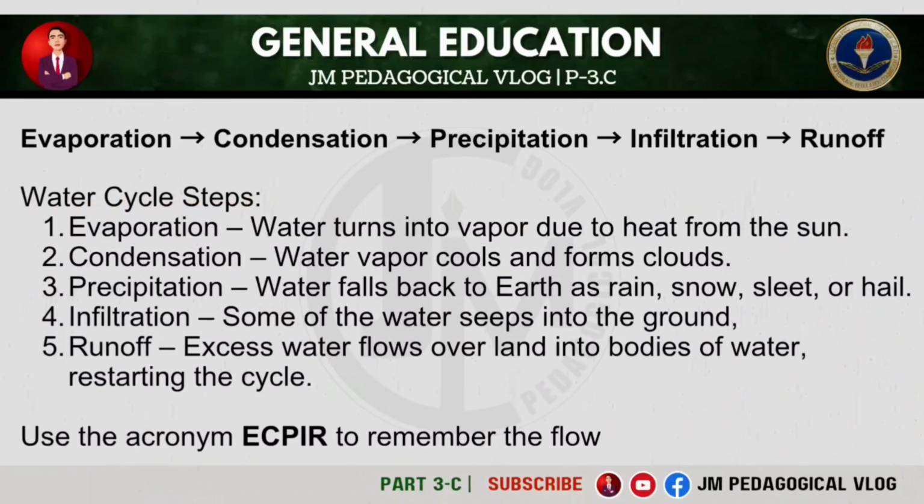Precipitation. Water falls back to earth as rain, snow, sleet, or hail. Infiltration. Some of the water seeps into the ground, replenishing groundwater. Runoff. Excess water flows over land into bodies of water, restarting the cycle. Use the acronym to remember the flow.